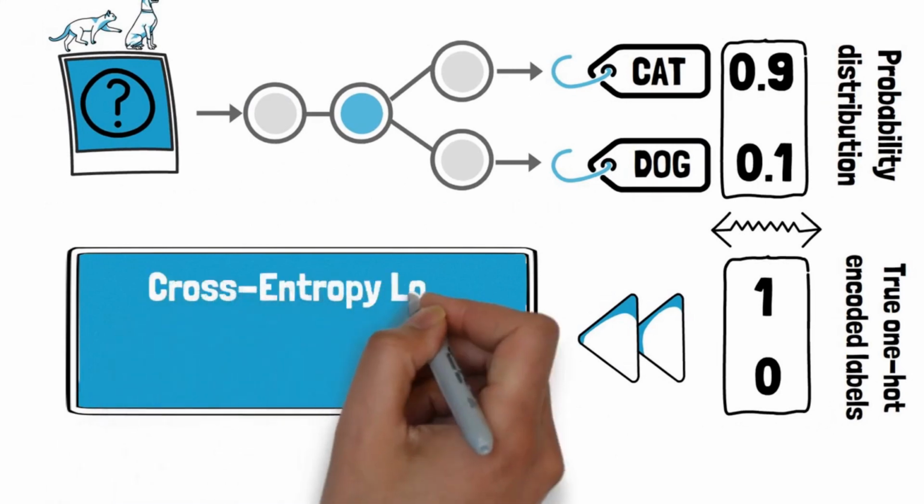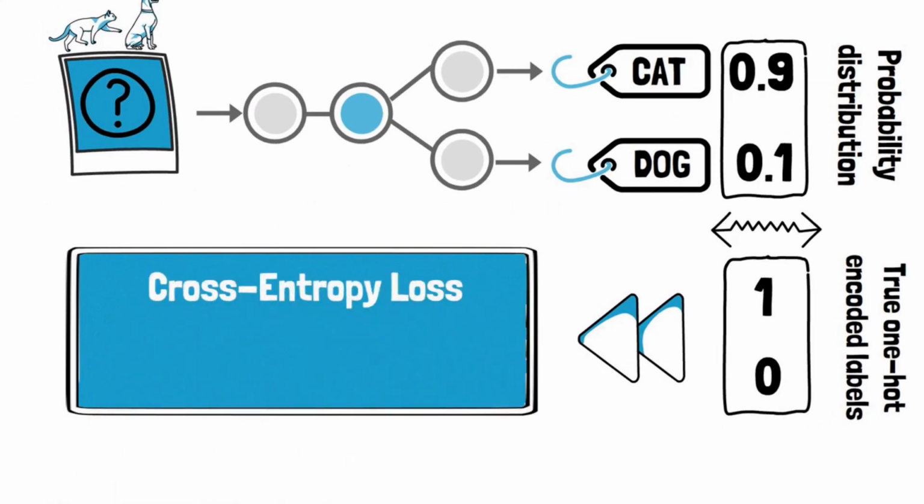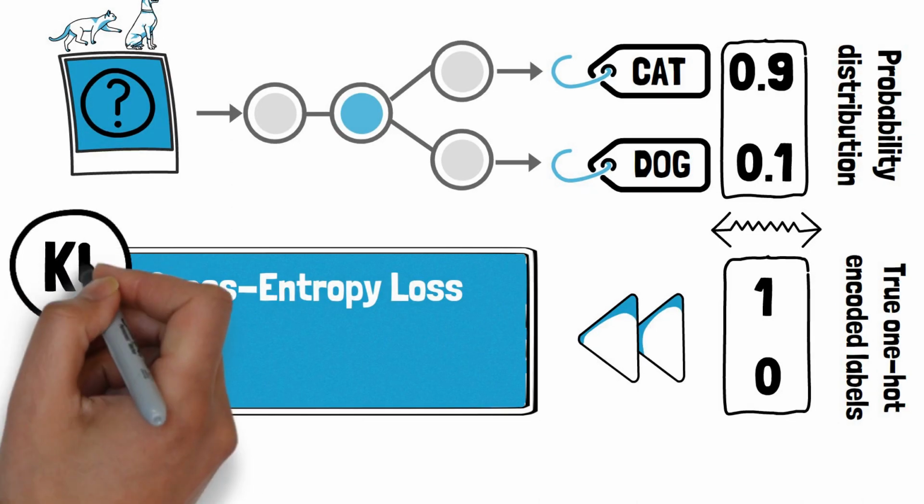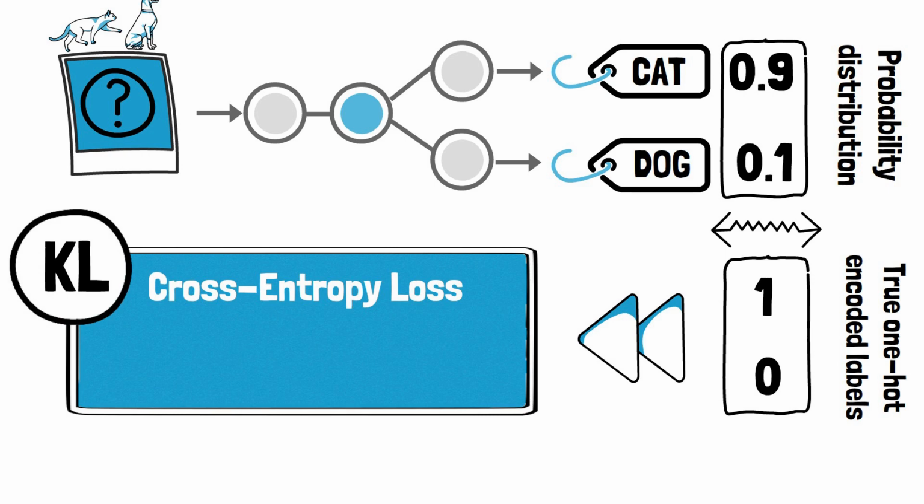To measure the difference between the predicted probabilities and the actual labels, we typically use the cross-entropy loss function. We won't delve into the mathematical details here, but for reference, keep in mind that cross-entropy is related to KL divergence, which measures the difference between two probability distributions.